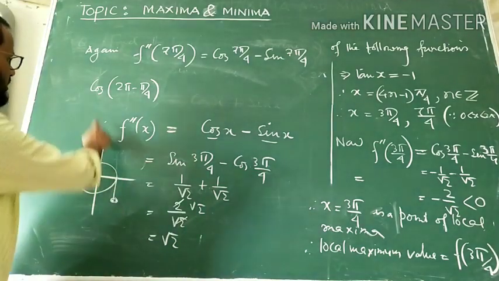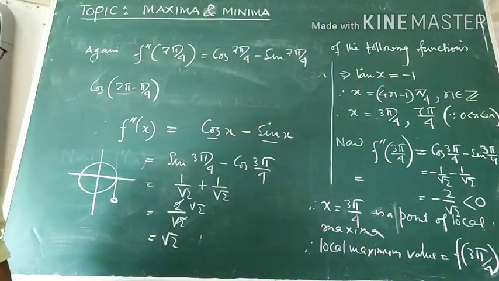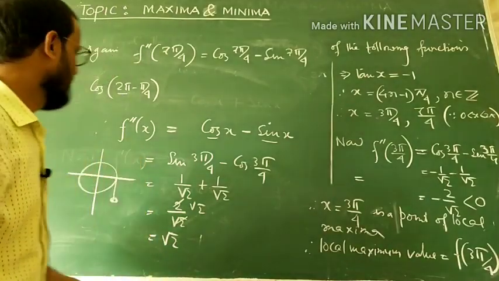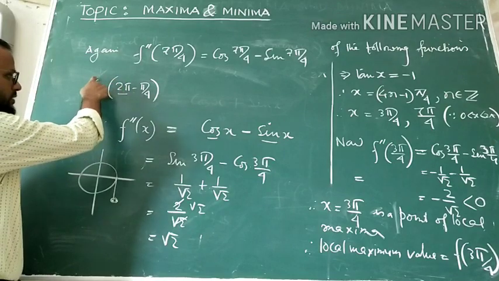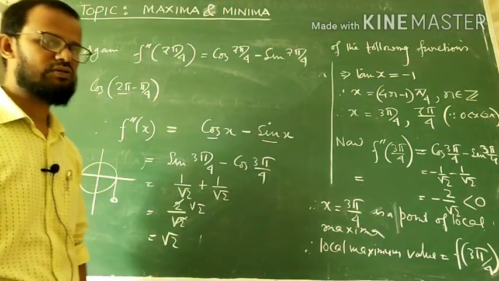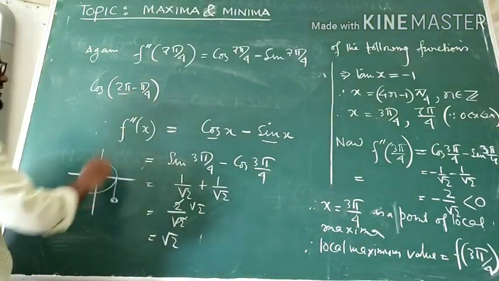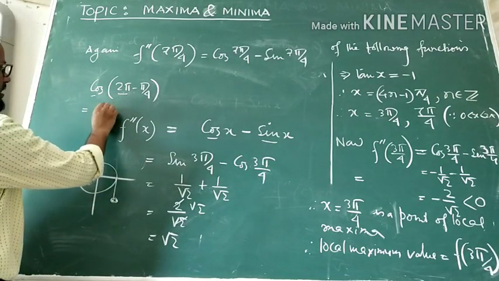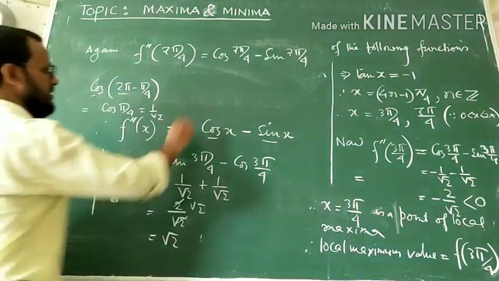Fourth quadrant. In the fourth quadrant cos is positive. And remember, for pi, 2 pi, 3 pi, that means n pi where n is an integer, there will be no change of trigonometric ratio. Cos remains cos, tan remains tan, sec remains sec. So there is no change, and it is positive because in the fourth quadrant cos is positive. Ultimately cos pi by 4, which is 1 by root 2.